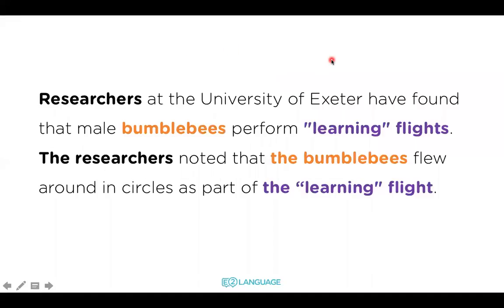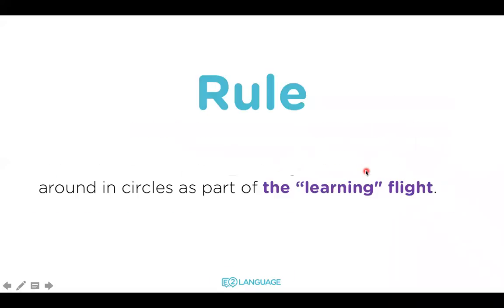Let me show you the other two. We've got researchers and we've got the researchers. Okay. Here, it's the first time that we've mentioned a plural noun, bumblebees. The second time we mention it, we say the bumblebees because we're getting more specific now. And here, learning flights, and then we move to a more specific one, the learning flight. Okay, so we go from nouns to the nouns. Bumblebees, the bumblebees. First time we introduce it, no article. Second time we mention it, the bumblebees.